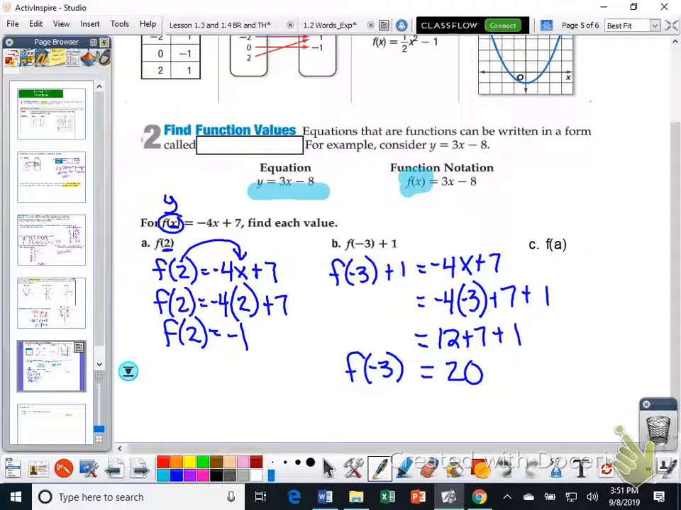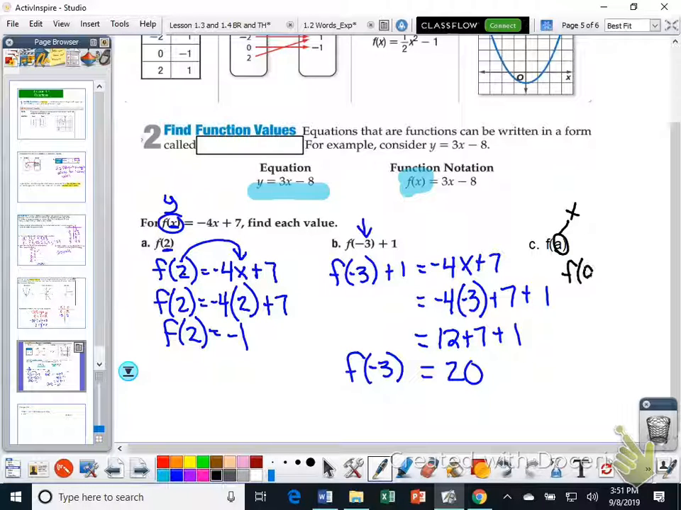So when I put negative 3 in for x and add 1 to my function, I'm getting 20 as my final answer. Now, the next one is pretty funny. It's f of a. Well, what am I saying? Just like we did here, x was 2, x was negative 3. Now x is just another variable, a. I'm just substituting the a in for x and writing the problem.